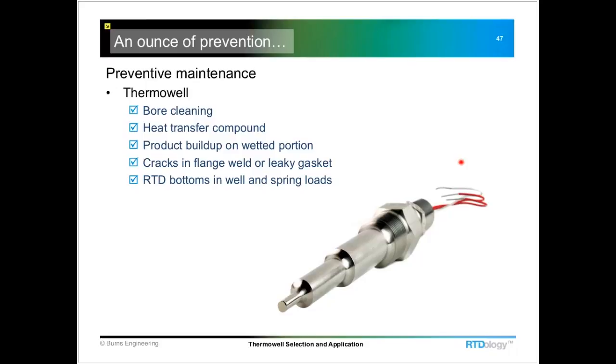And then finally, make sure that the RTD bottoms out in the well and that the spring loading is working. Most of the time it should compress about a 1/2 inch, and that's usually sufficient. And then of course check for leaks, and in the case of a flange, you might want to make sure that there are no visible cracks.